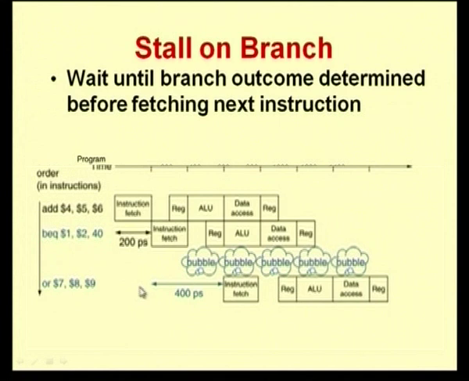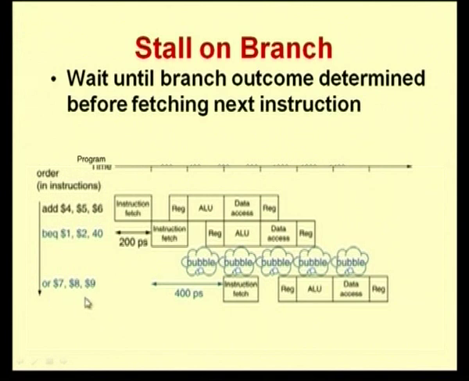Okay. So, you can see what is happening here. So, I have an add instruction, some $4, $5, $6, and then I have a branch equal which is comparing $2 and 40, and then will branch to the correct address, 40. Now, I have another OR instruction which is following that.